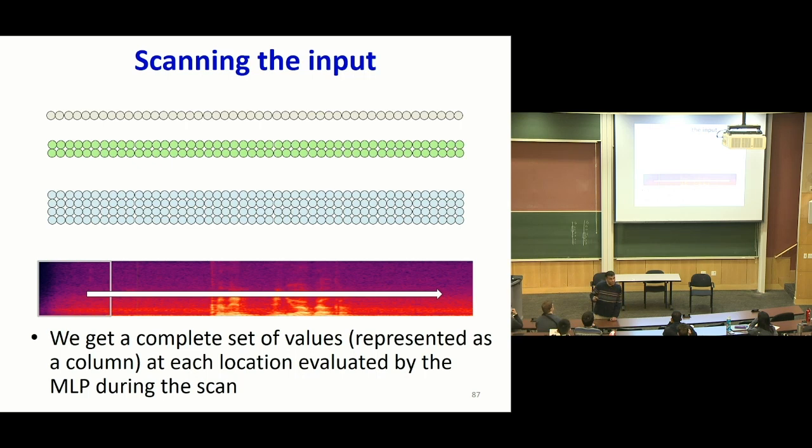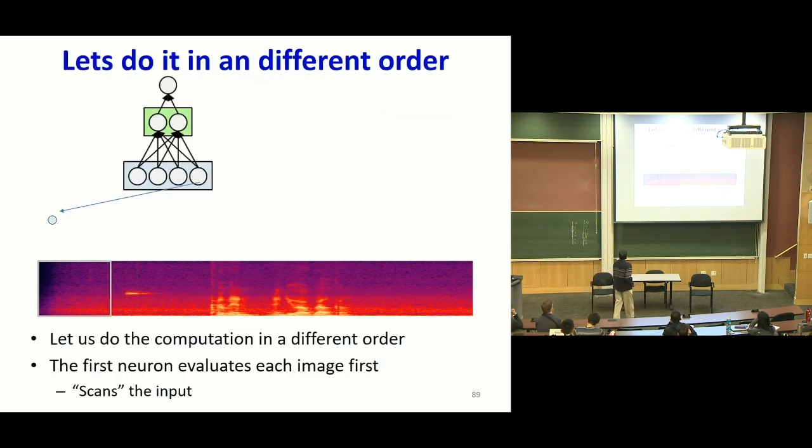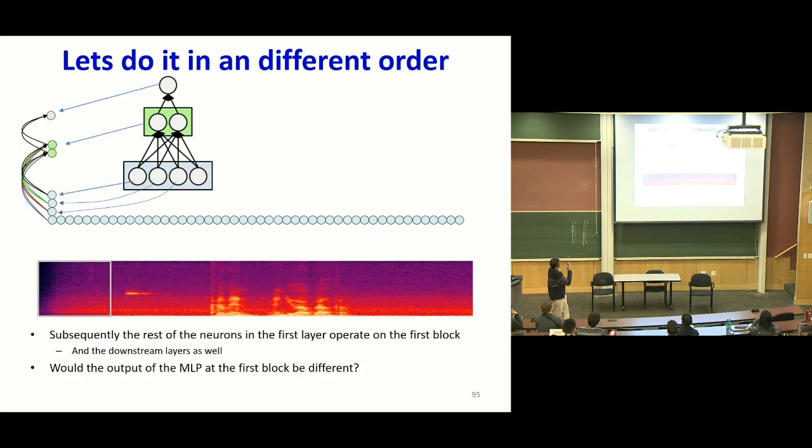When I'm scanning with the entire network, I can change the order of operations. And that output goes through a softmax. Let's say I just pick that first neuron in the rightmost corner, and I individually scan the input for that first neuron. And then subsequently, I compute the neurons 2, 3, and 4 on the first block, and then compute the rest of the output. Is the output in the first location going to change? Anyone? No, nothing happened. All that happened was that I changed the order in which things were being computed, right?